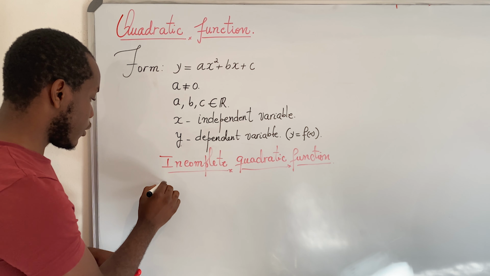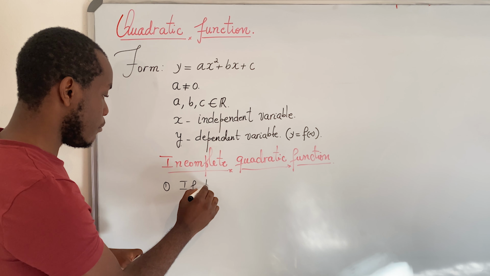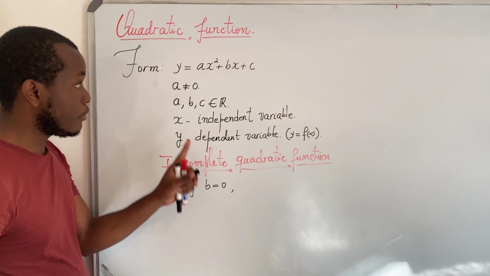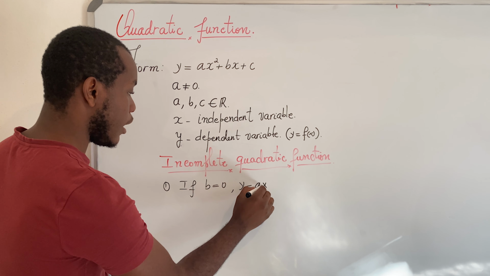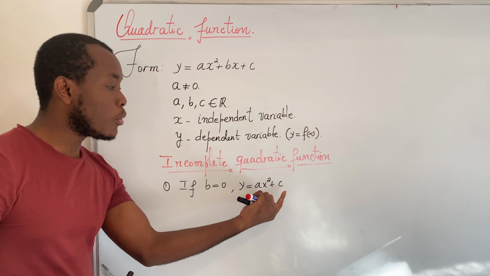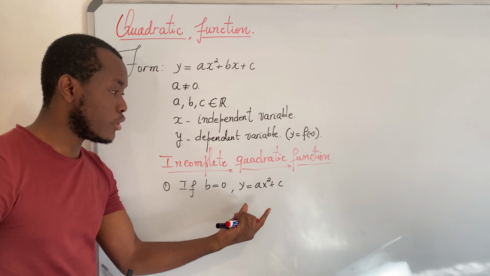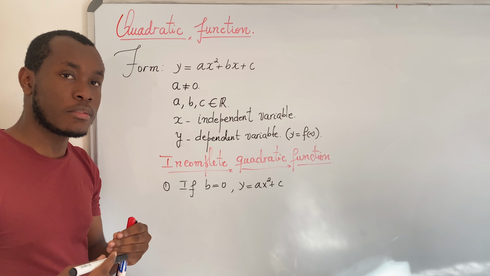First, a quadratic function is incomplete if b is 0. Why? Because if b is 0, what will we have? We will have y equal to ax squared plus c. This is still a quadratic function because there is x squared, but it's incomplete because b is 0. One term is missing.